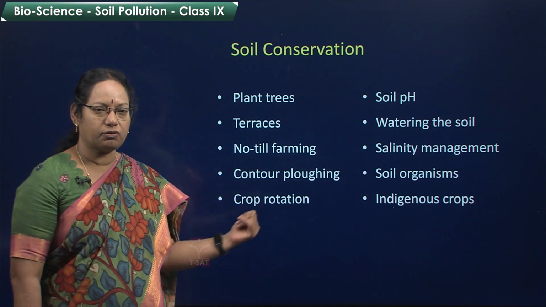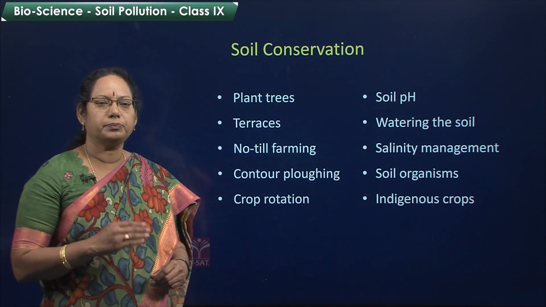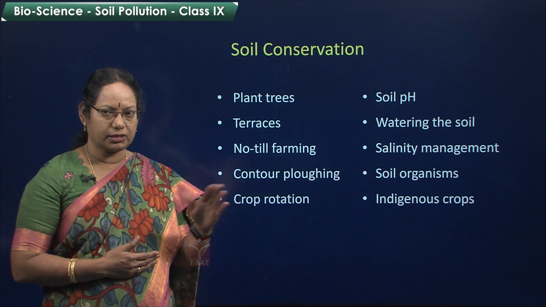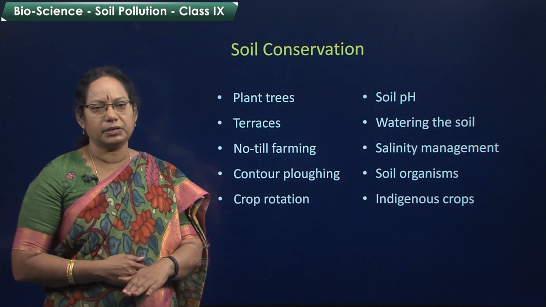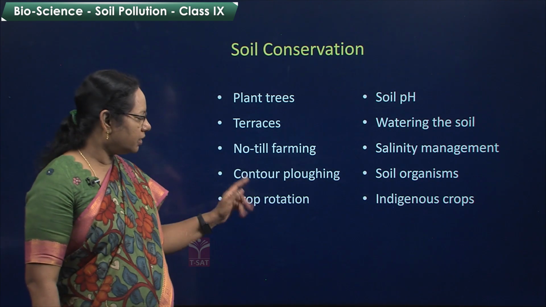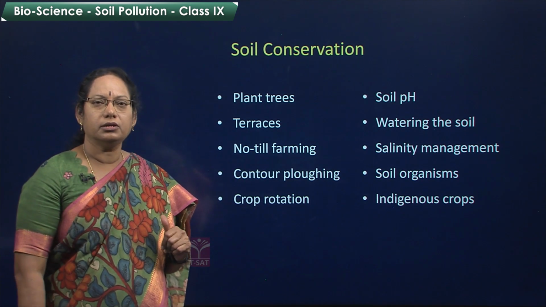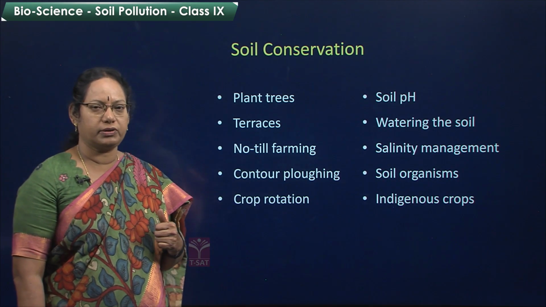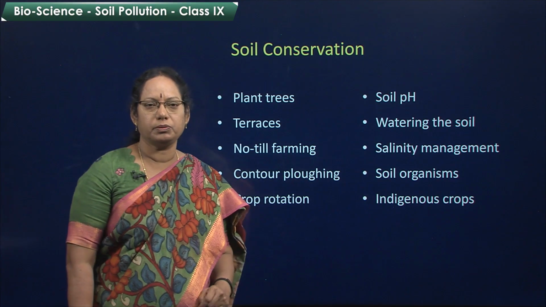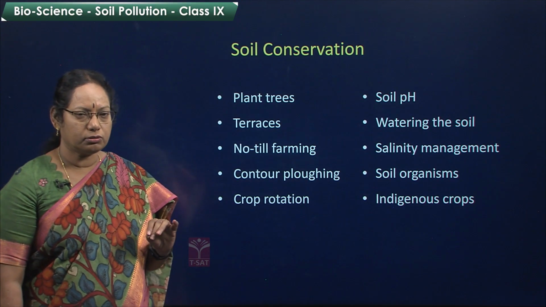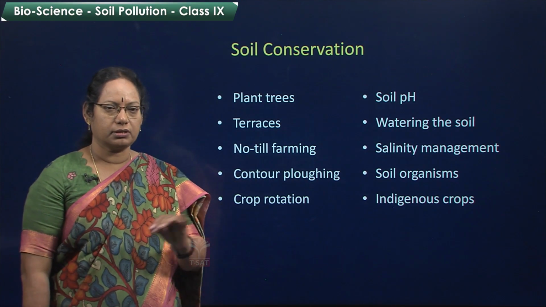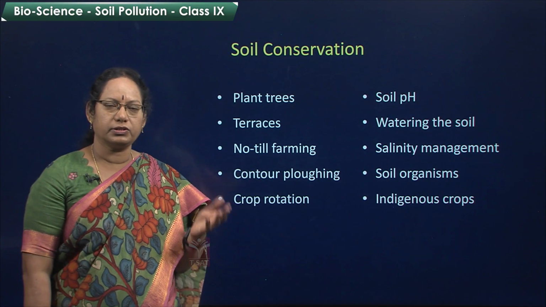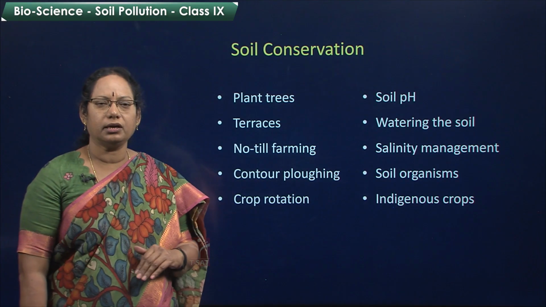Crop rotation, we have already seen. It is growing crops alternately, like growing pulses after paddy, and then again pulses and again paddy. Crop rotation is also the best method to restore soil fertility and productivity. And soil pH also has to be maintained. It should be somewhat neutral, from 6 to 8, like that. If it is too acidic, it retards plant growth. If it is too alkaline also, it will affect crop health.